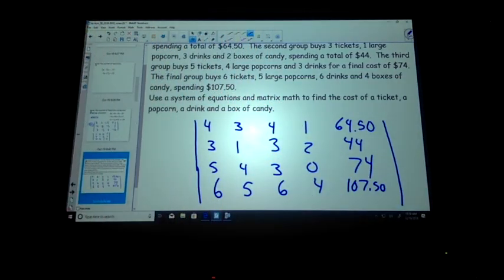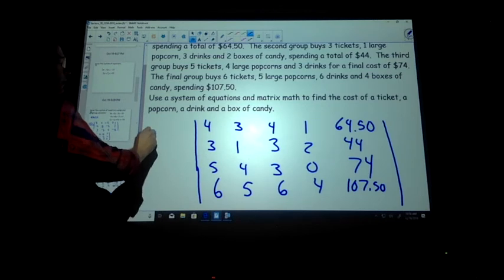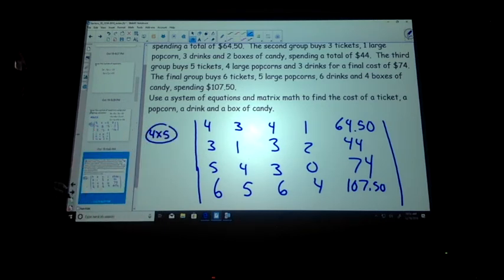Kind of a lot of movie. I understand. Use a system. So that is a 4 by 5 matrix. Agree? Yep. Use the system.